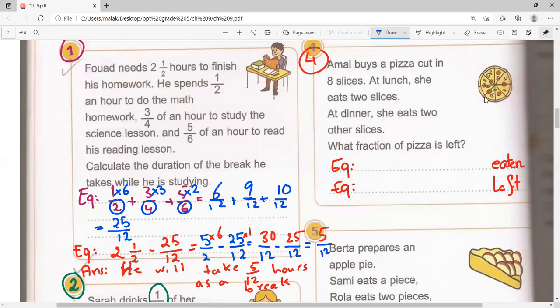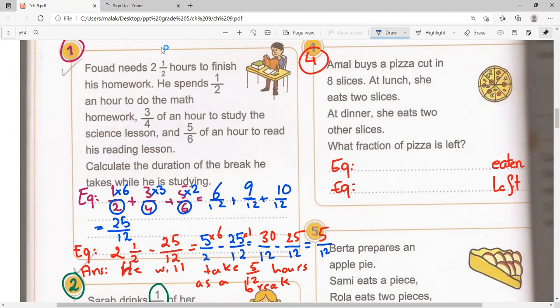So she buys a pizza. She cuts the pizza into 8 slices, 8 equal parts. At lunch, she eats 2. Then at dinner, she eats another 2. So how much did she eat in both at lunch and at dinner? Then how much is left with her? So you have to write them as equations.